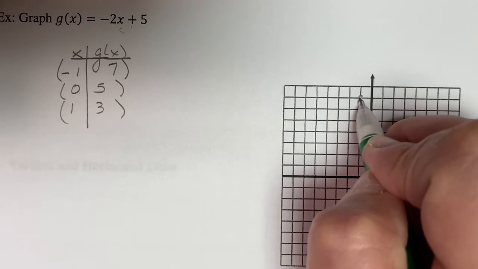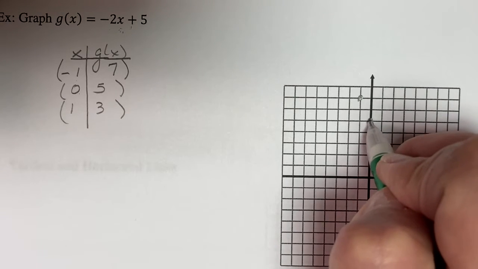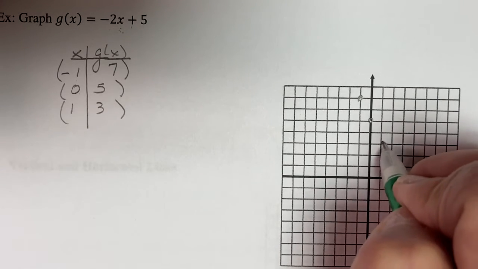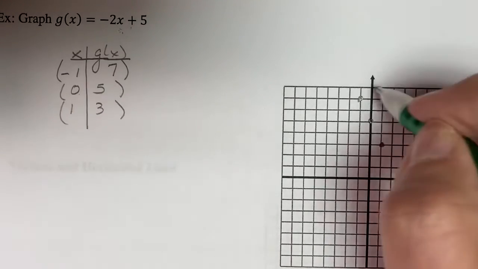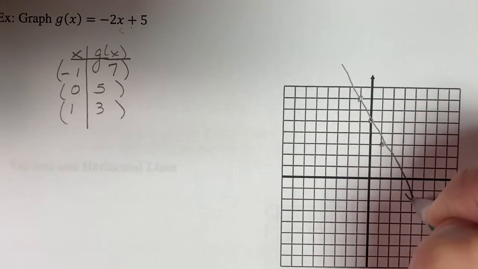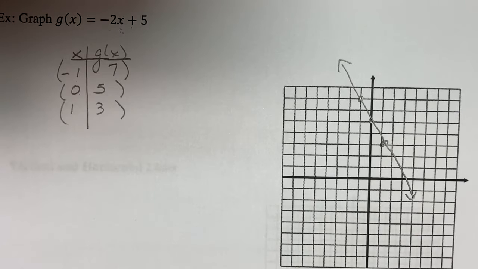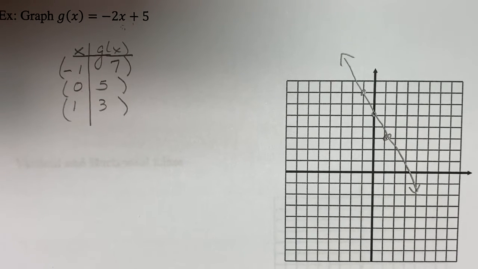-1, 7 is up there. 0, 1, 2, 3, 4, 5 is up here. And then 1, 3 is up here. You can see that they line up beautifully. Oops, I kind of missed. So when you graph your line, please make sure that you put arrows on both ends, because it is a line you're graphing. It goes on and on forever in both directions. It's an infinite set of points.